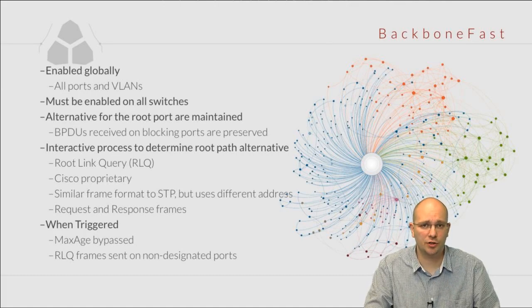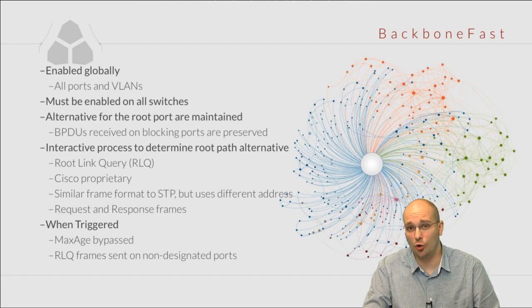BackboneFast is another Cisco proprietary extension to the spanning tree protocol. The purpose of BackboneFast is to allow switches to find an alternative path to the root should they lose their root port. In order for BackboneFast to work, it needs to be enabled globally on the switch, which means it cannot be enabled only on some interfaces or some VLANs. It's a global operation on the switch.